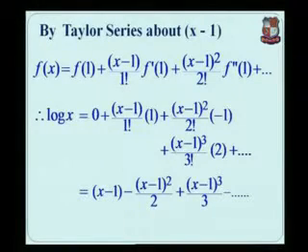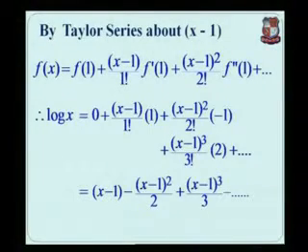plus 3 factorial is 6, so 2 by 6 gives us 1 by 3. So now the expansion of log x in the power of x minus 1 is equal to: first term x minus 1, minus second term (x minus 1) square by 2, plus third term (x minus 1) cube by 3. Here the fourth term is not given, but if we calculate, it will be (x minus 1) raised to power 4 divided by 4, and similarly so on. So this is the expansion of log x: (x minus 1) minus (x minus 1) square by 2 plus (x minus 1) cube by 3, and so on. This is the expansion of log x in terms of x minus 1.